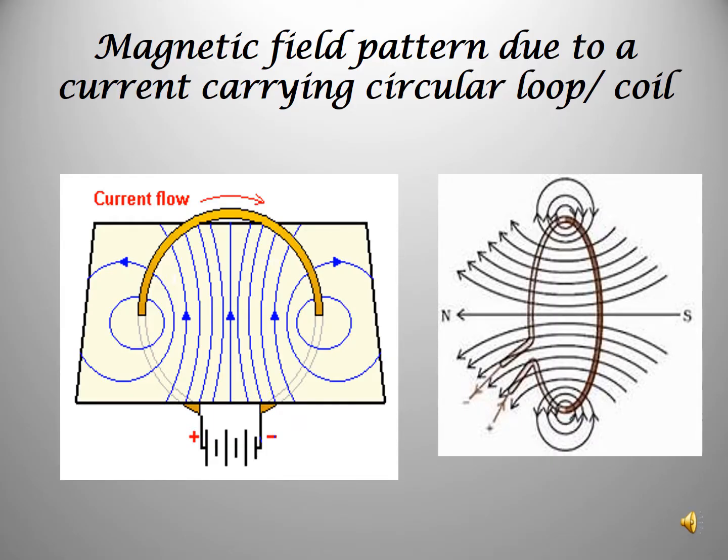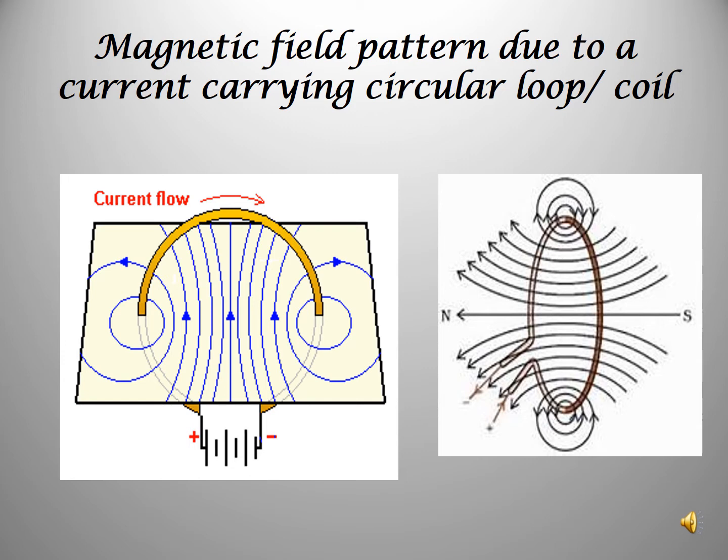Magnetic field pattern due to a current carrying circular loop or coil. You need to practice this diagram. I have shown you two diagrams. Both are important because you can get the figure and they will ask you to put the arrows in which way the magnetic field lines are produced. So you have to practice these diagrams with a clear concept in your mind.